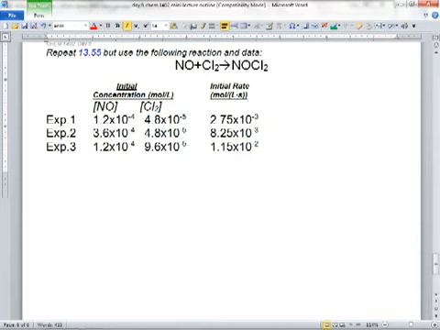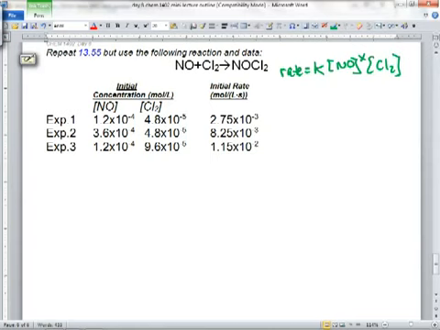Anyone not sure where to start on this? Write the general rate law, and then start comparing experiments. 1 and 3 is for X, not for Y. The 1 and 2 is for Y. It really doesn't matter, right? You just compare them and plug them in. It'll work out on its own.